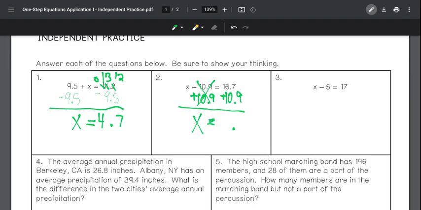and then 9 plus 7 is 16, carry the 1. 6 plus 1 plus 0 is 7. 1 plus 1 is 2. The answer is 27.6 equals x. Number 3, x minus 5 equals 17. Well, I want x by itself, so I've got to do the opposite to get rid of this minus 5. So plus 5. Plus 5. Okay, x equals 22.